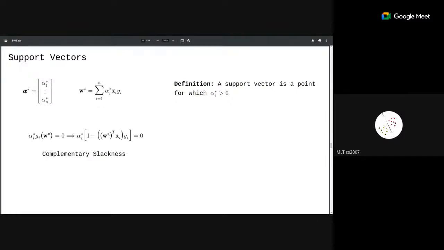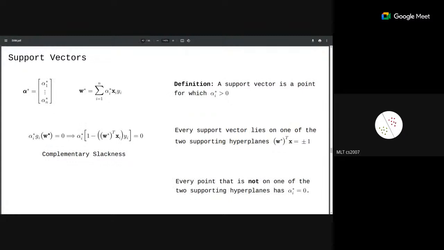I'll be writing down the same thing, but only for the hard margin case. Every support vector has to lie on one of these two lines. For every support vector, alpha I star is greater than 0, so therefore this has to be 0. It has to lie on the two supporting hyperplanes. There's no escaping this. Every point that is not on the supporting hyperplanes will have alpha I star as 0. Everything that's beyond the margin and not on the two supporting lines will have alpha I star as 0. The only thing which we can't claim is that every point on the two supporting hyperplanes need not be a support vector.